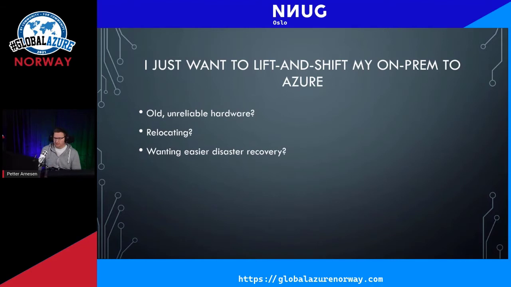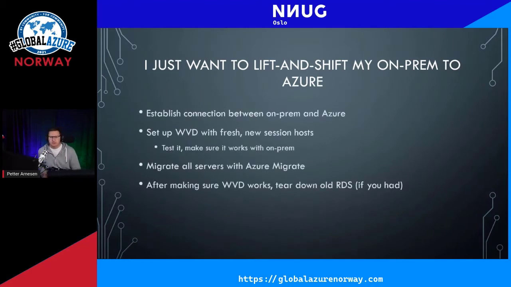So in this case, you would start by establishing a connection between your on-prem environment and Azure, and then setting up Windows Virtual Desktop with some fresh new session hosts, and then test all those session hosts to make sure that they are working with your on-prem environment, because in this case, all the servers would be on-prem and your applications running in Azure on the session host, and they need to be working.